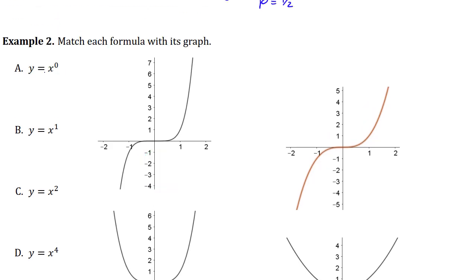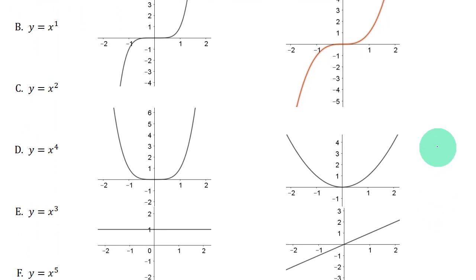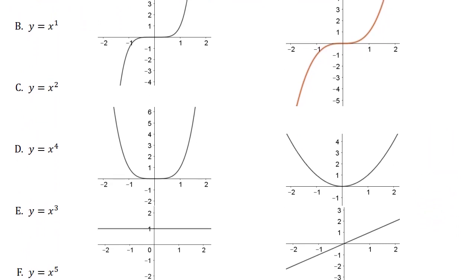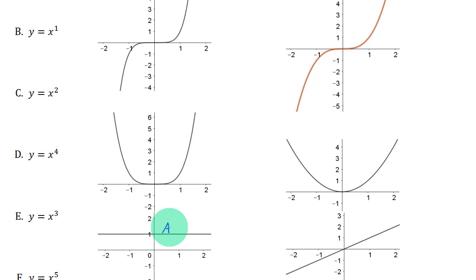Well, let's see. I'm going to start with A here. Well, x to the 0, what does that mean? Well, actually, x to the 0 is just 1. This is the same thing as just saying y equals 1. So no matter what x is, the y coordinate that you get is 1. And which one of these works with that? It's this one. This is a y equals 1.